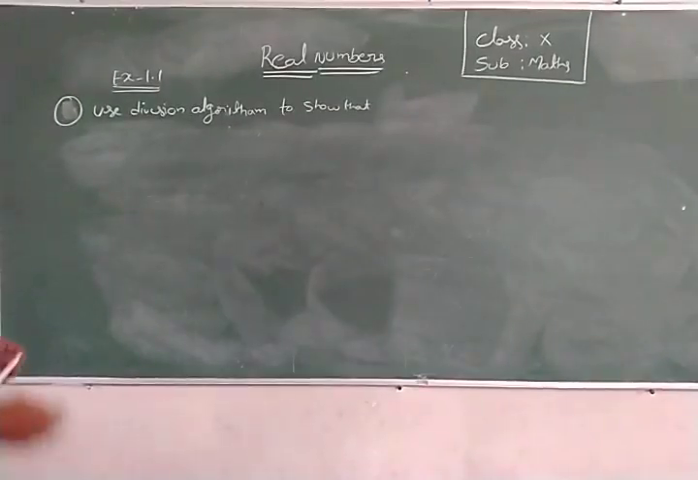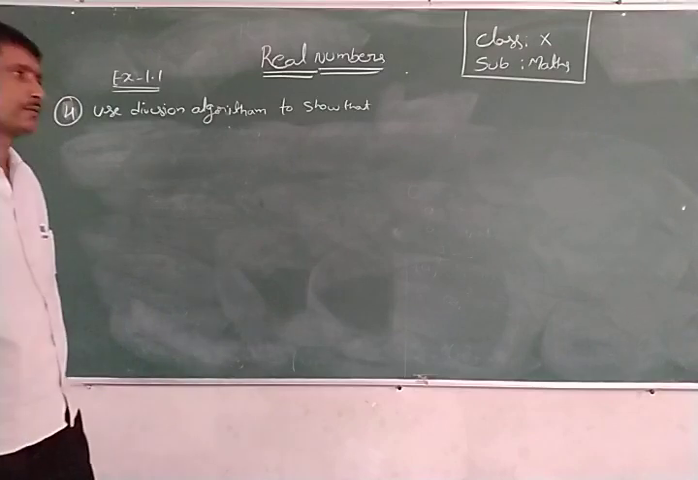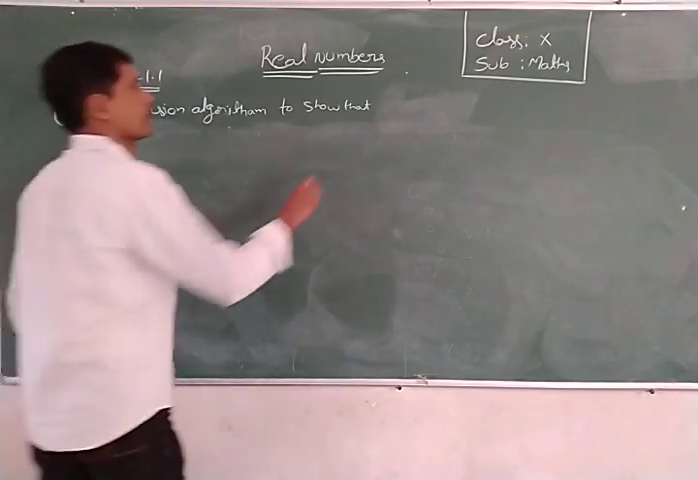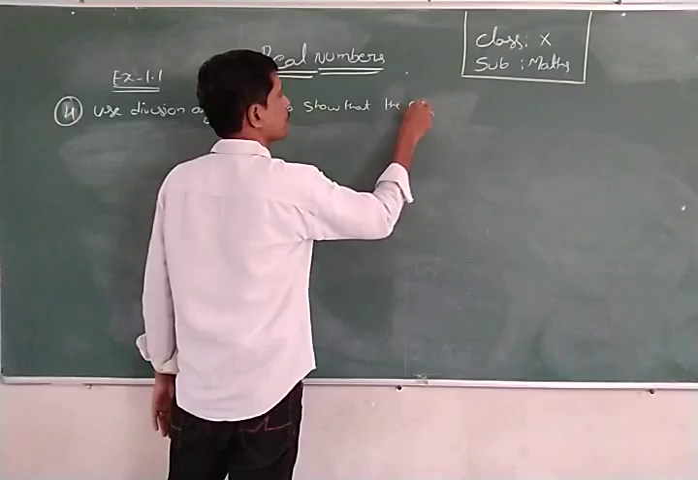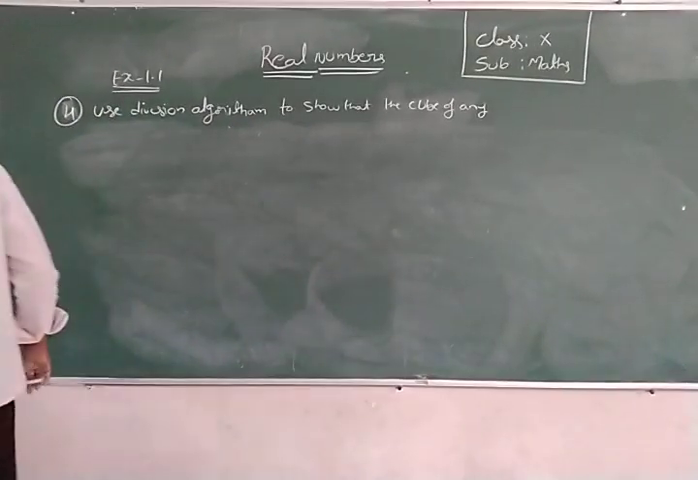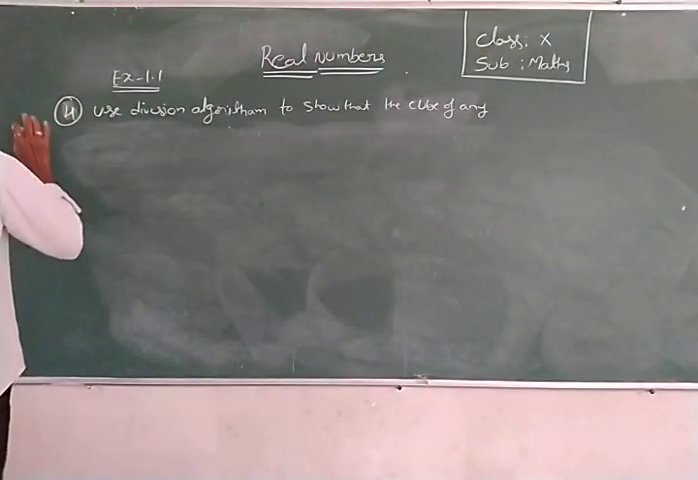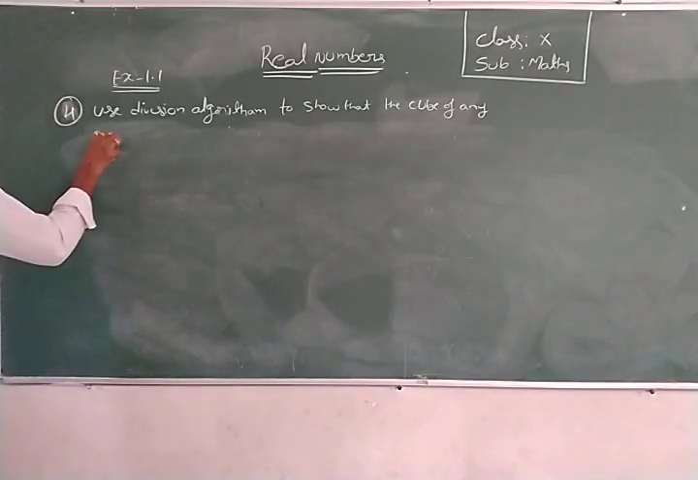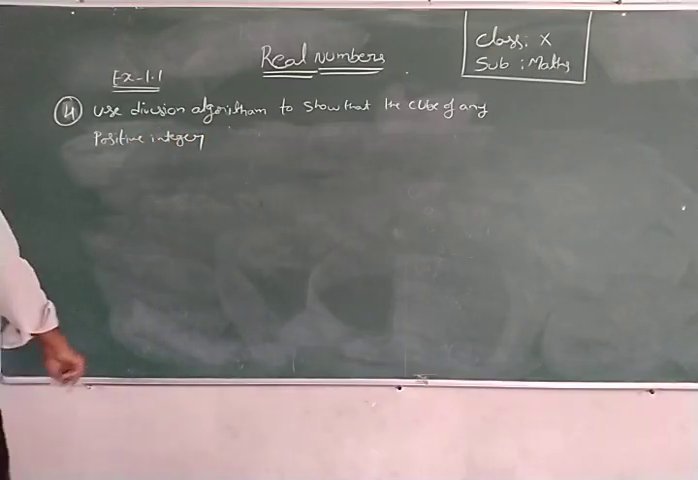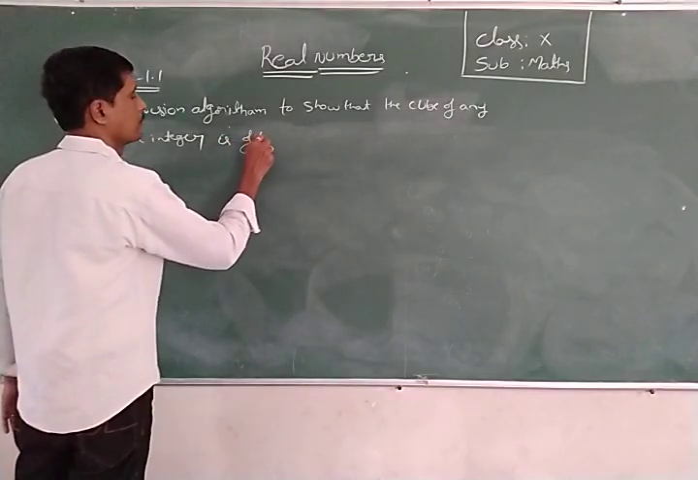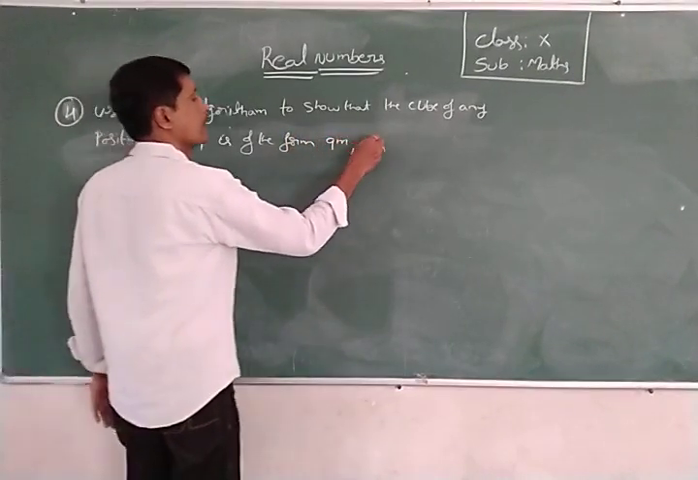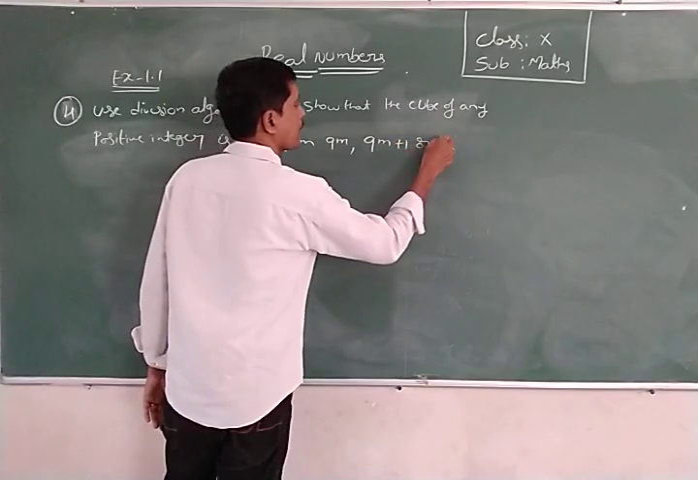Next, the fourth question. Use division algorithm to show that the cube of any positive integer is of the form 9m plus 1 or 9m plus 8.